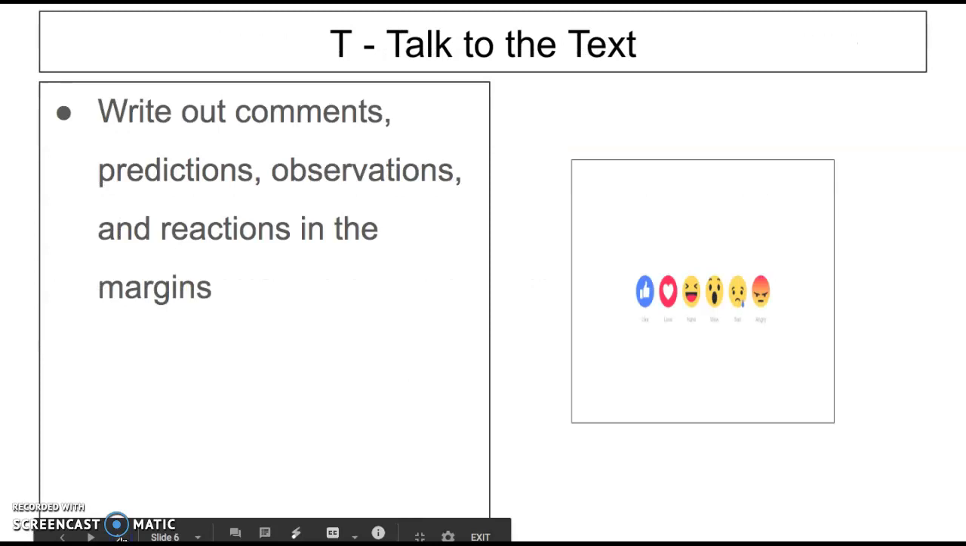T, talk to the text. So here you're talking to yourself in the text. You're writing out comments, predictions, observations, reactions in the margin. You're probably thinking, why would I spend my time doing this? As you read, and the more you talk to the text, the easier it'll become to predict what happens next, and you'll have a deeper understanding of what's going on.